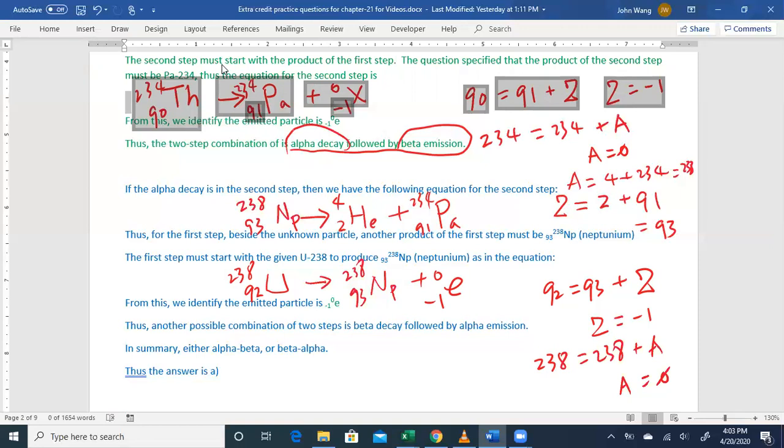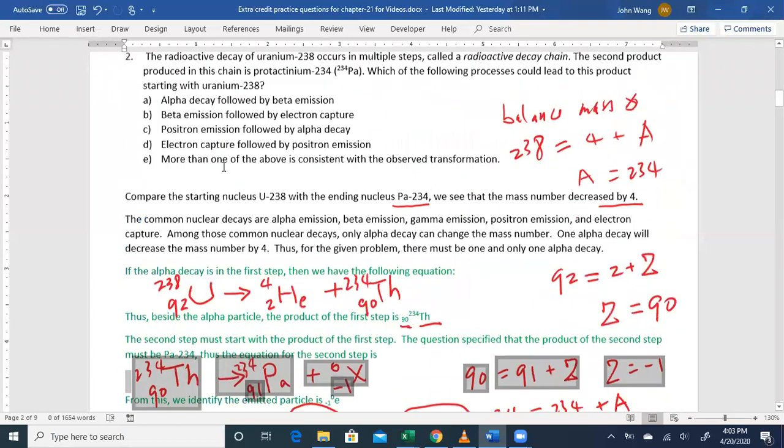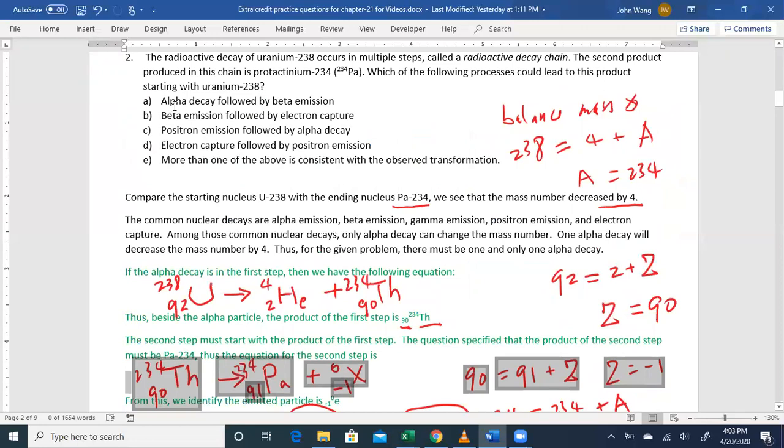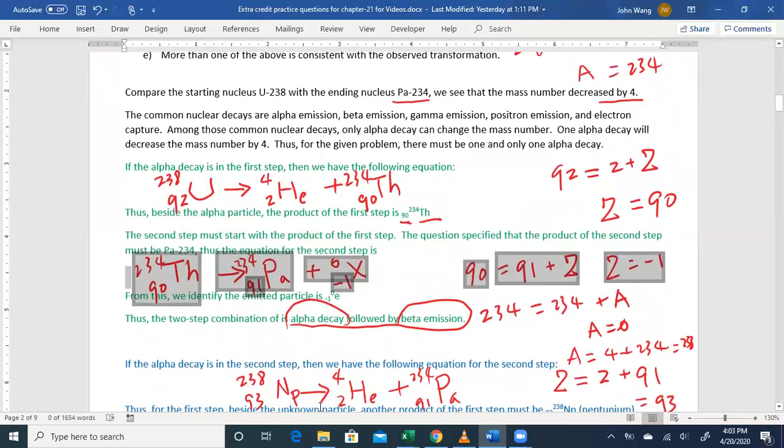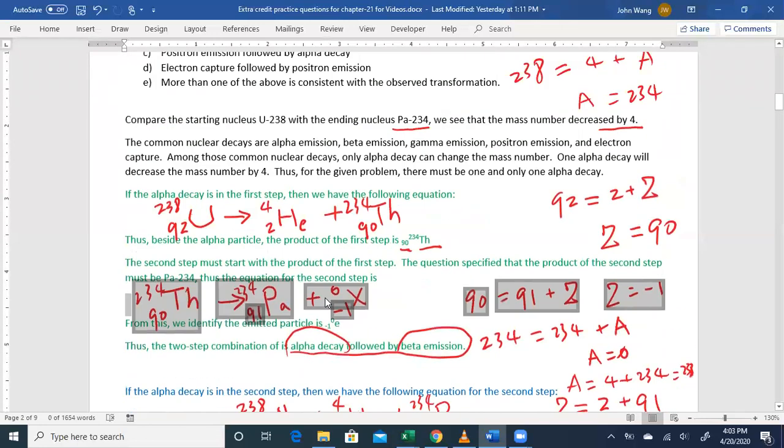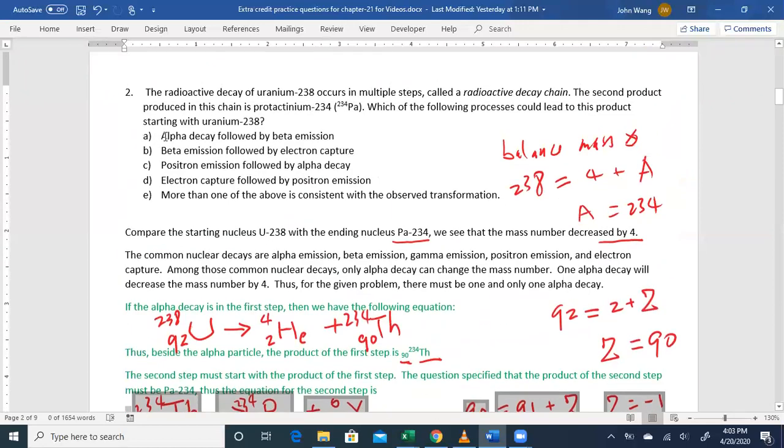So the second possibility is beta decay followed by alpha decay in this assumption. In summary, we can have either alpha then beta, or beta then alpha. So you check all the given answers, and only one of them contains these two possible combinations, alpha beta or beta alpha. Therefore, the answer is A.